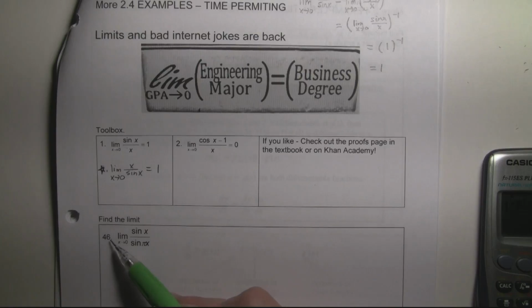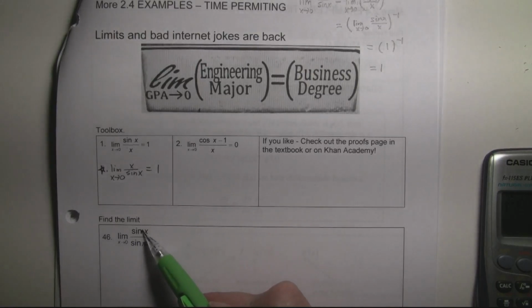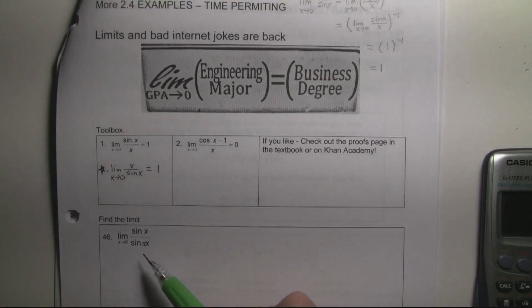So here, number 46, the limit as x goes to 0 of sine of x over pi x.